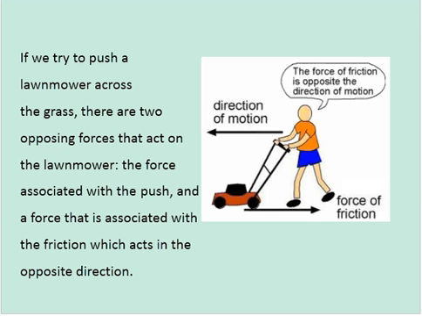So if we try and push that lawnmower across the grass, there's two opposing forces. That's the big deal. You have to remember that these guys are opposing, so the net force overall exerted on this lawnmower is going to be less than the applied force, because some of that force in the direction of motion is actually balancing out the force of friction that the object is experiencing as it moves across the surface.